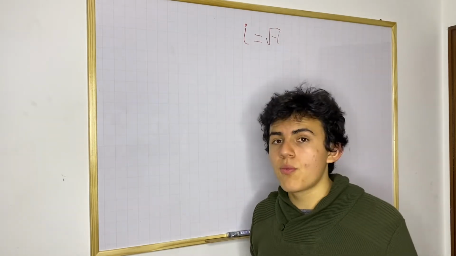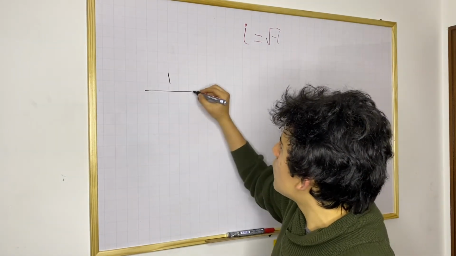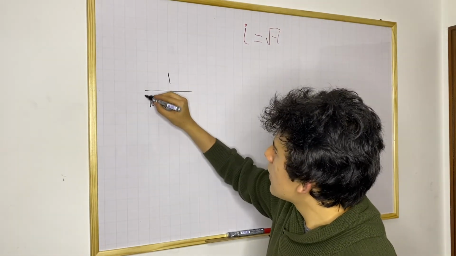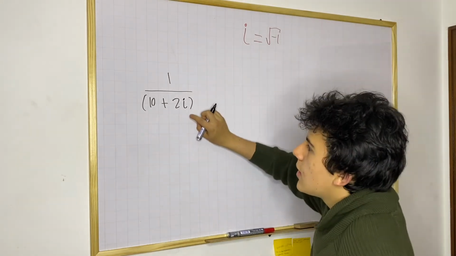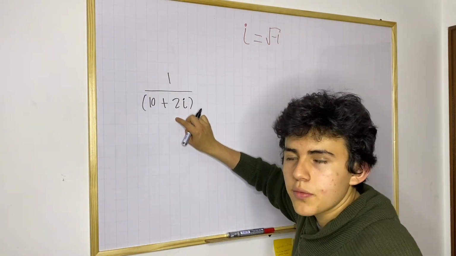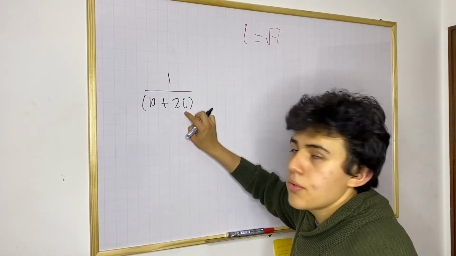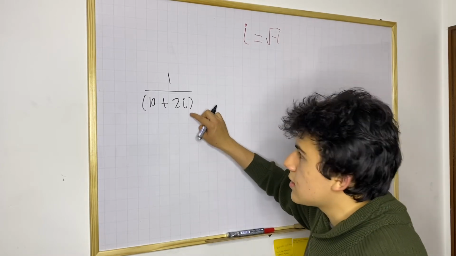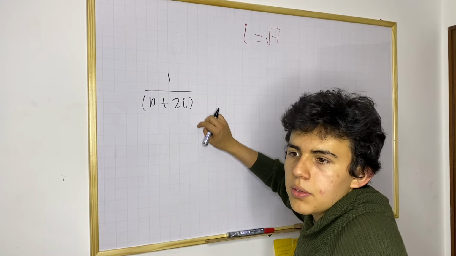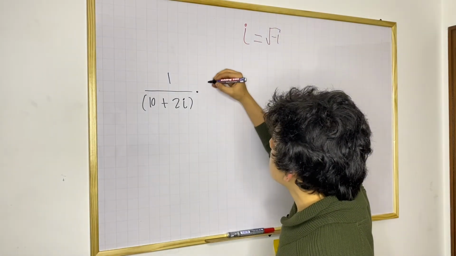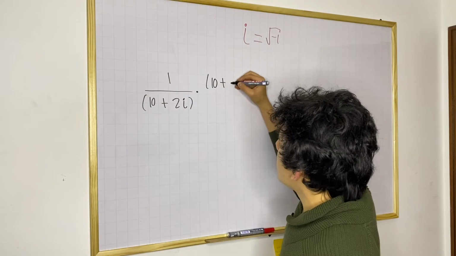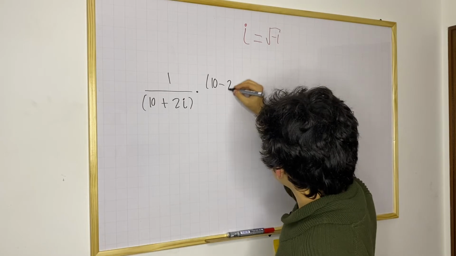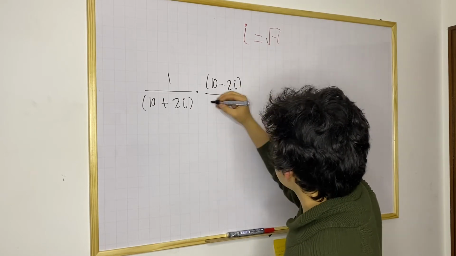Now let's do a different problem. Let's suppose we have 1 over 10 plus 2i. Now what do we do here? Well, in this case, this is a binomial with a complex number. What we can do is rationalize by multiplying by the conjugate of the denominator, same thing as we would do with real numbers. So we multiply on top by the conjugate. Remember, you have to switch the sign. So you get 10 minus 2i, divided by the same thing.